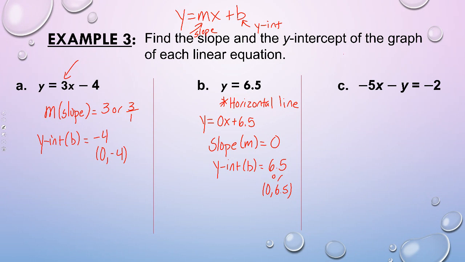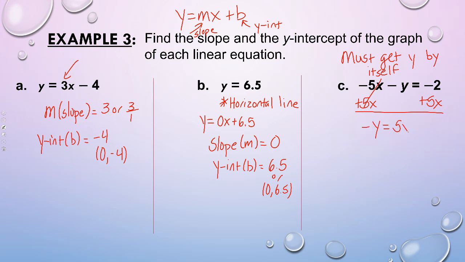Now in C, you must get y by itself first. So before you can determine what the slope and the y-intercept are, we have to get that y value by itself. So I'm going to start by adding 5x to both sides. Now, don't forget I have that negative sign, so negative y is equal to, I'm going to write it with my x first, 5x minus 2. Now, I have to divide by -1, so I'm going to divide everything by -1 because I really have a -1 in front of that y. So I'm going to get y equals -5x plus 2 as my equation in slope-intercept form.